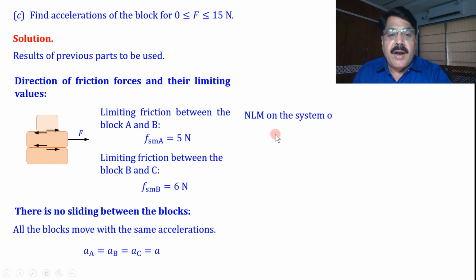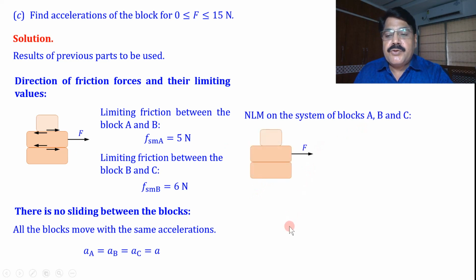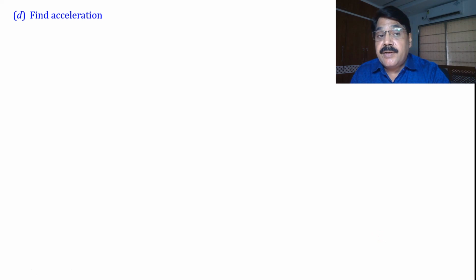And now we can apply Newton's law on the entire system. We show only the external horizontal force, that is F. That is equal to (1 + 2 + 2) into a. So the equation gives a is equal to F by 5. So we can write here: a_A is equal to a_B is equal to a_C is equal to F by 5. Now we can see the D part.